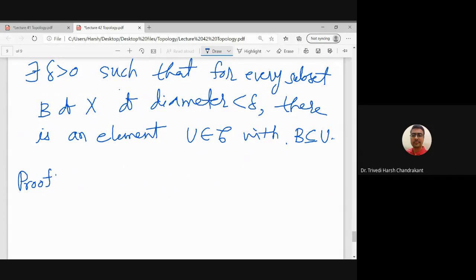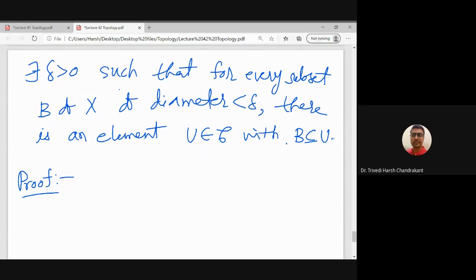So let us start the proof. I will not be able to complete the proof, but let us start one or two lines, then I will stop. So first we want to find the negation of this statement. So suppose the conclusion does not hold.